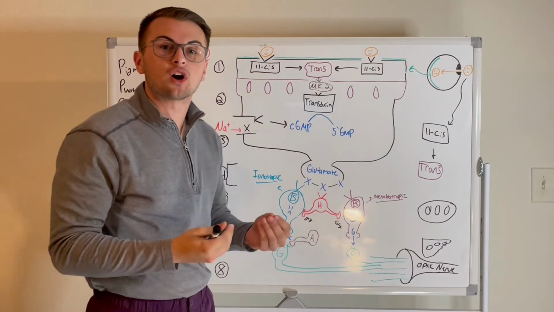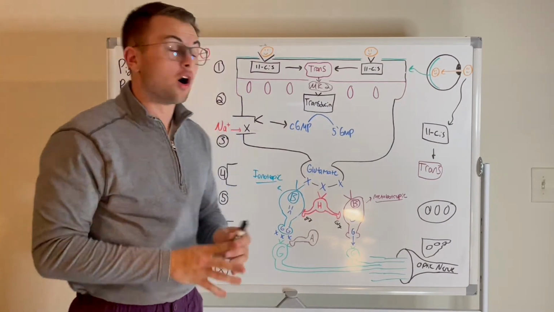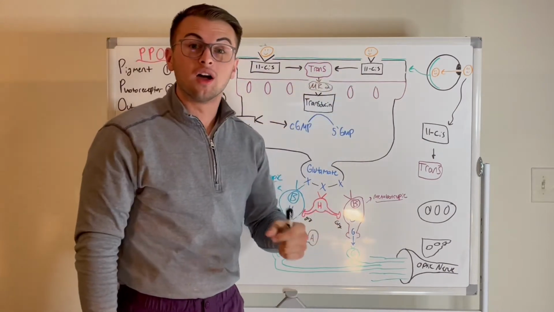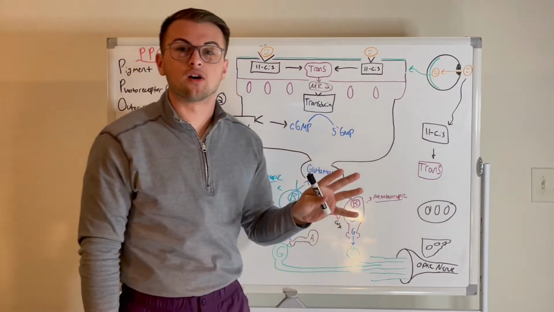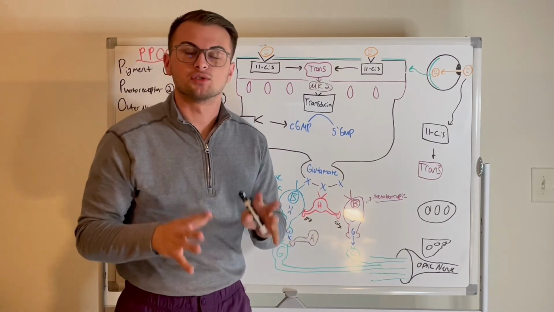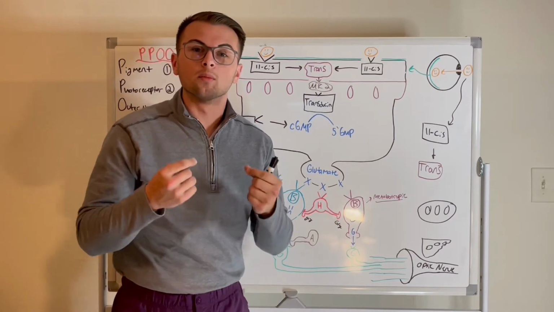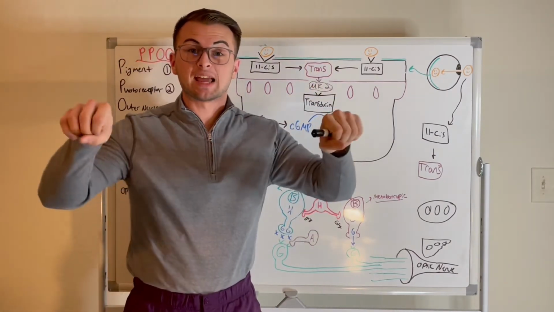So when it is dark and there are no photons around, this layer is full of a form of rhodopsin called 11-cis retinol. So 11-cis retinol is basically just a photopigment that is in its resting position. So that's how we can think about it. Now, remember that cis, C-I-S, means same. So it's the same throughout.